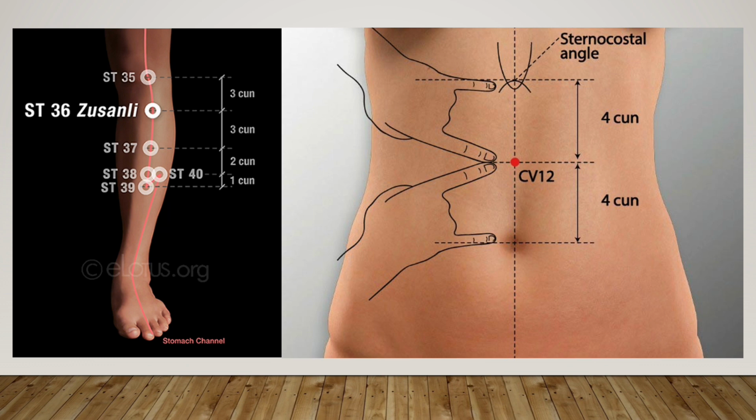Sometimes the pair is combined with other similar pairs for greater emphasis. For example, with stomach 36 and conception vessel 12 to further benefit the qi of the middle burner.